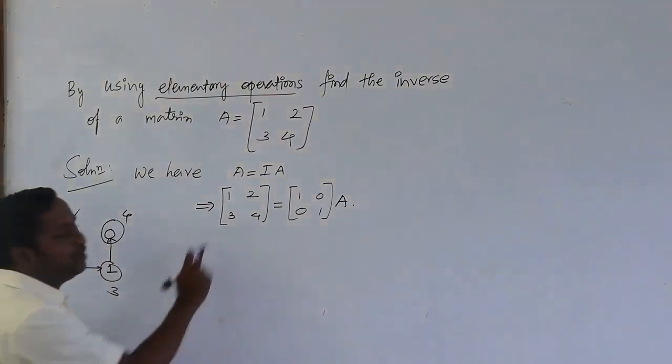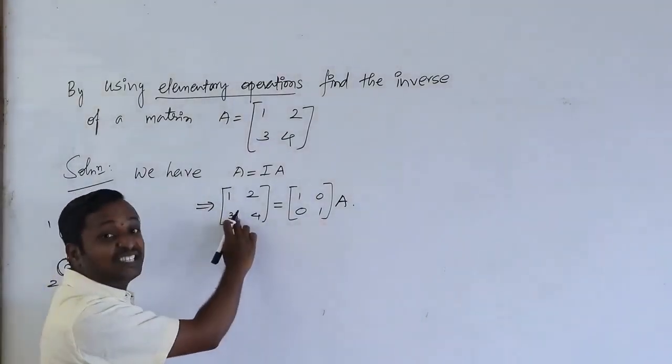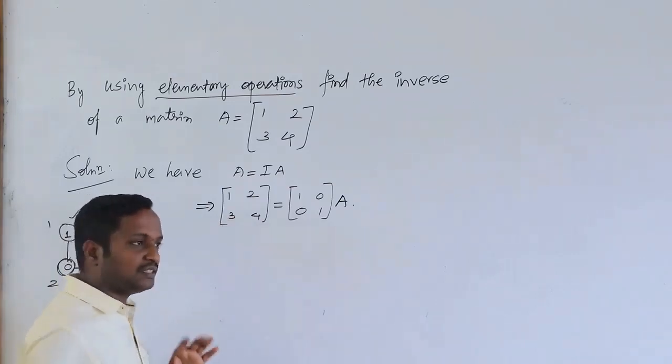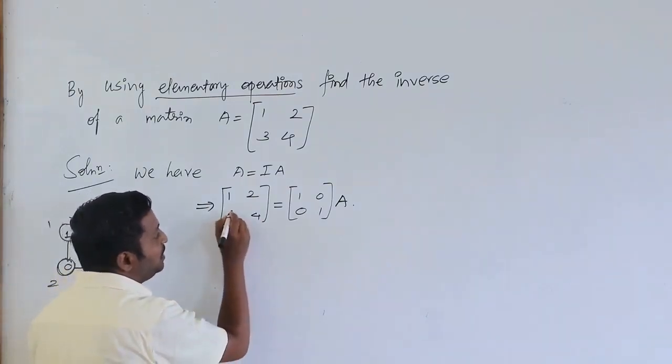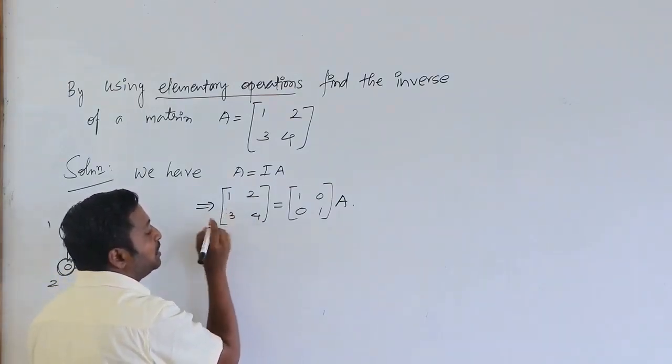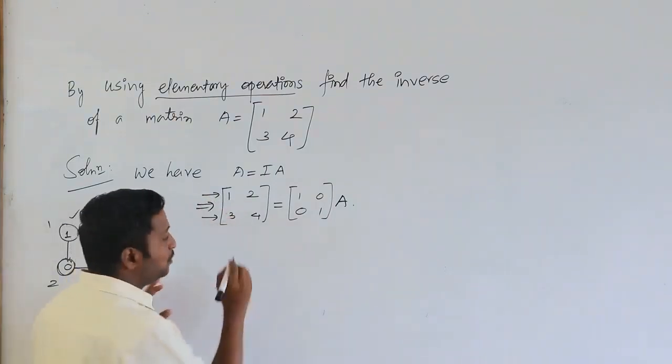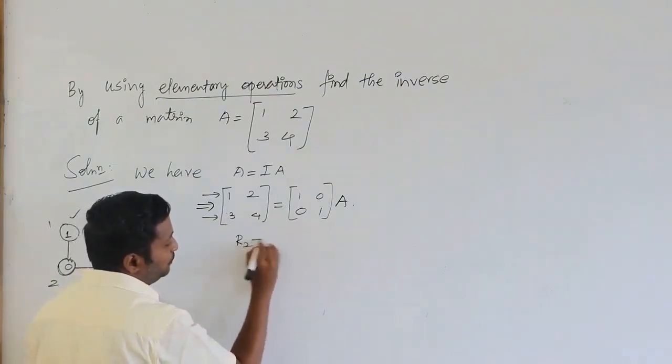Below 1, what is there here? 3. Okay, I have to make 3 into 0. How will I take the step? Look at this. Is it in R1 or R2? It is in R2, and the 1 is in R1. So 3 is in R2, so R2 must change.